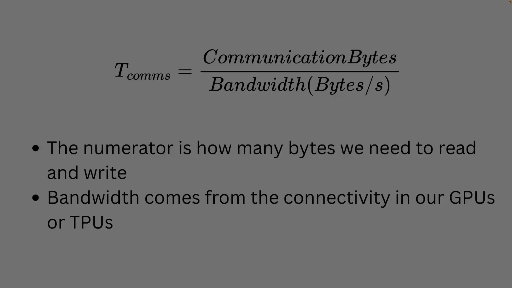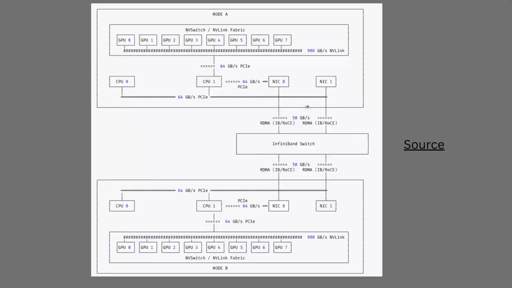Then the next concept is time taken for communication, or communication bytes divided by the bandwidth of our accelerator. The numerator is basically how many bytes we need to read and write back to our memory while doing our operations. And the denominator comes from the spec sheet of an NVIDIA GPU or a TPU from Google. The bandwidth is basically how many bytes a device can transfer.